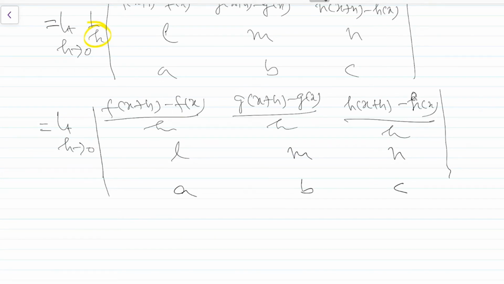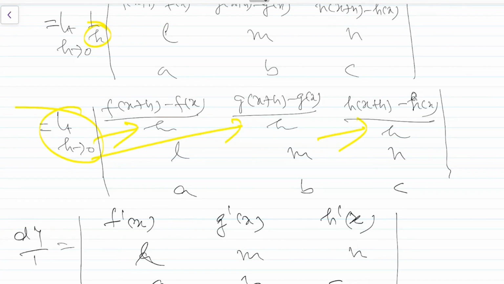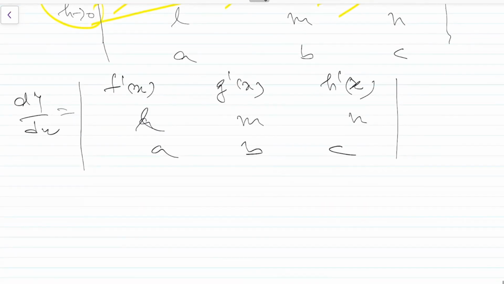Now, as we know that limit is distributive, this limit will distribute over each entry. So, as by definition, the first term of the first row will become f dash x, second term of the first row will become g dash x, and third term of the first row will become h dash x, with rows l, m, n; a, b, c. This is the value of dy by dx, hence proved.